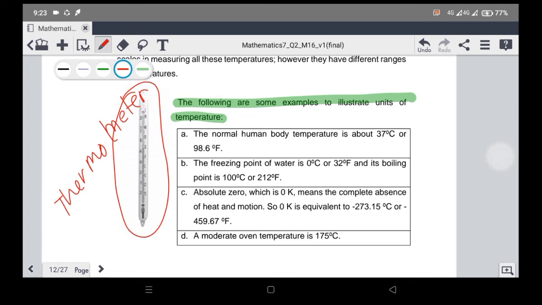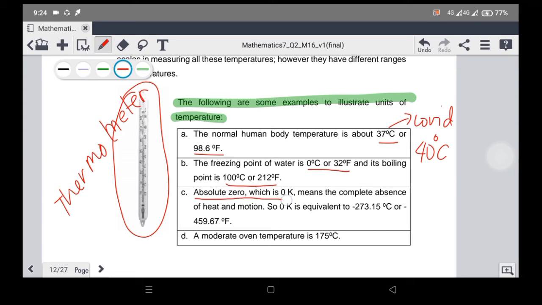The normal human body temperature is about 37 degrees Celsius, or 98.6 degrees Fahrenheit. If it is higher than that, you could be a candidate for COVID. So if you have a fever higher than 37 degrees, say for example 40 degrees Celsius, possibly you have COVID-19 or you just have a very strong fever. The freezing point of water is 0 degrees Celsius. In Fahrenheit, that is 32 degrees. And its boiling point is 100 degrees Celsius and 212 degrees Fahrenheit.